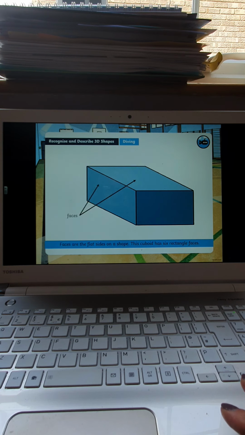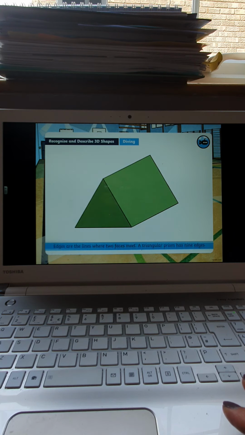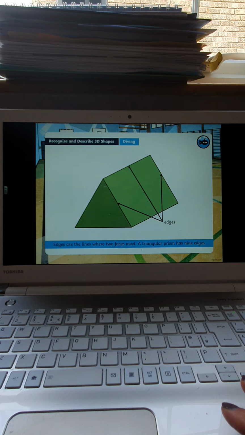The faces are the flat sides on a shape. This cuboid has 6 rectangular faces. The edges are the lines where 2 faces meet. A triangular prism has 9 edges.